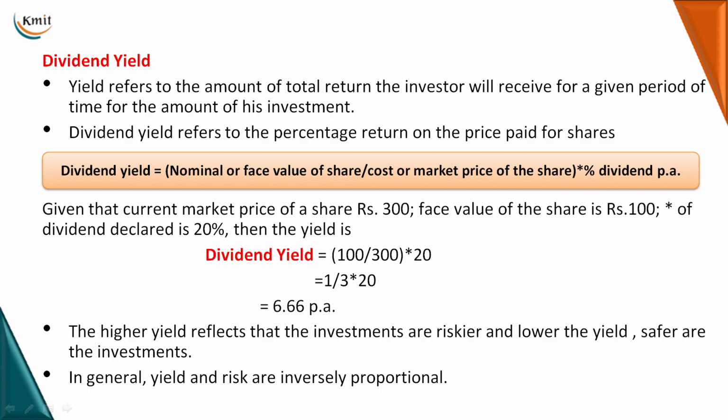Dividend yield. Dividend yield refers to the amount of total return the investor will receive for a given period of time for the amount he has invested. This dividend yield also refers to the percentage return on the price paid for the shares. So the general formula used for calculating the dividend yield is the nominal or face value of the share divided by the cost or market price of the share into percentage dividend per annum.